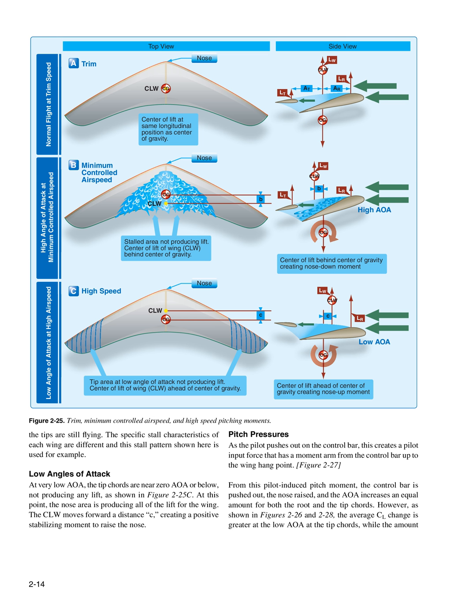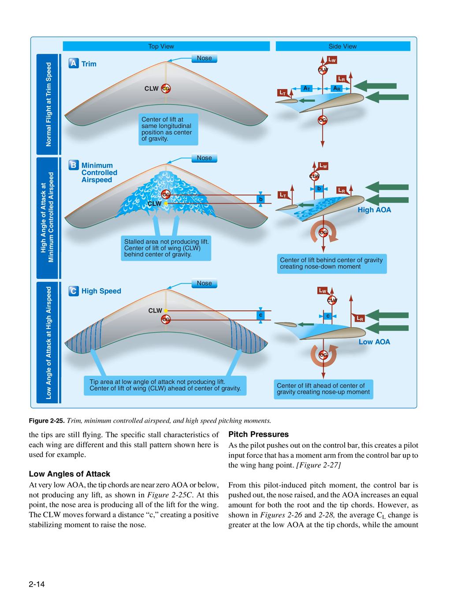At very low angles of attack, the tip chords are near 0 AOA or below, not producing any lift, as shown in Figure 2-25C. At this point, the nose area is producing all of the lift for the wing. The CLW moves forward a distance c, creating a positive stabilizing moment to raise the nose.